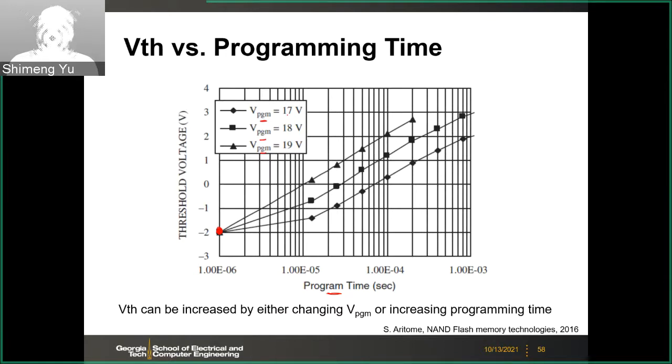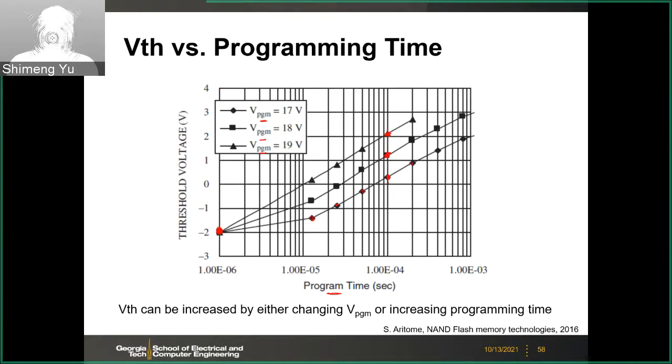So if you fix the voltage, like 17 volts, and increase the programming time, your VTH will gradually increase. And if you fix the programming time and increase the voltage, the VTH will also increase. So you can control the programming time and programming voltage to achieve your target VTH level.